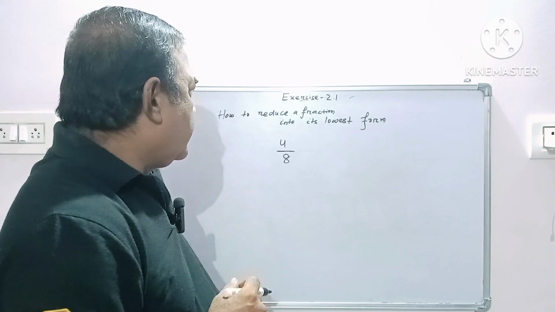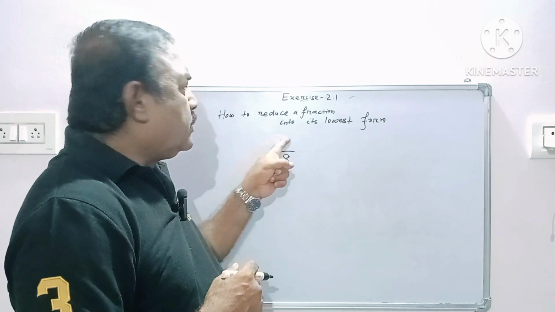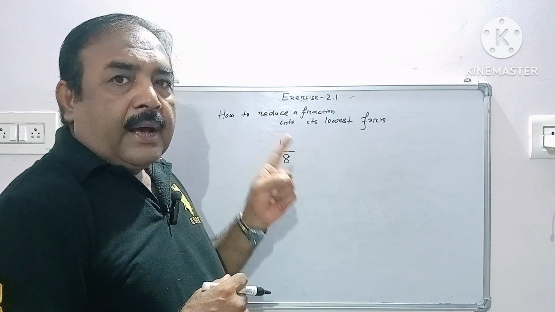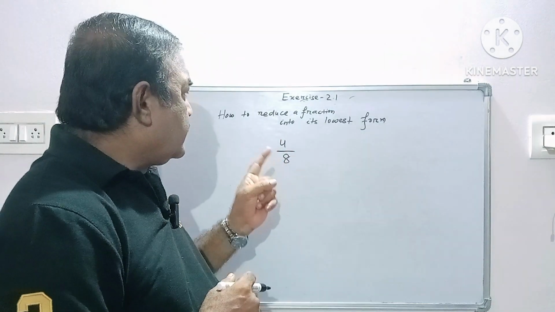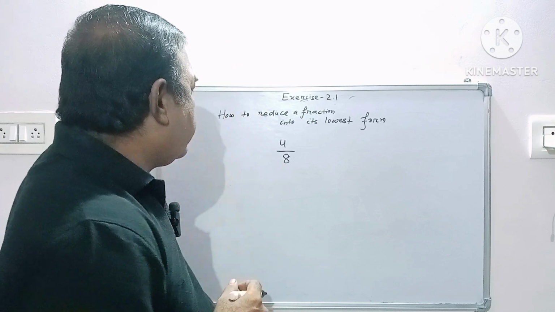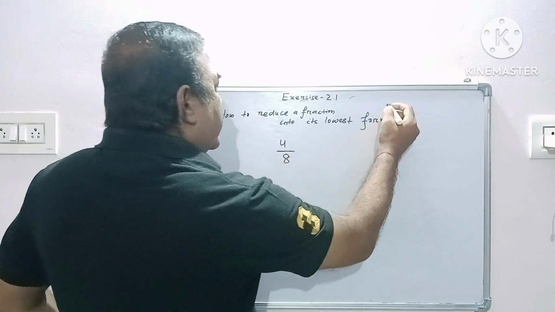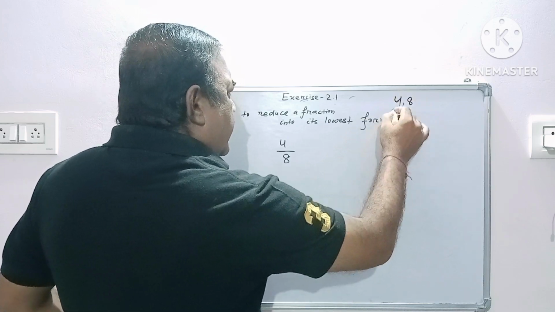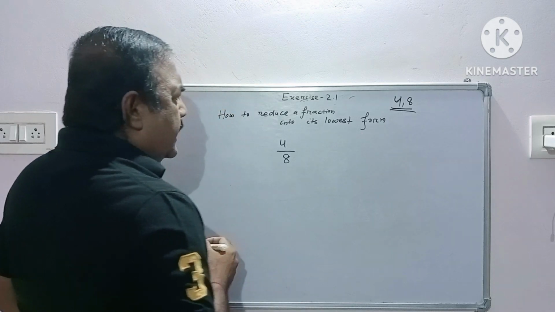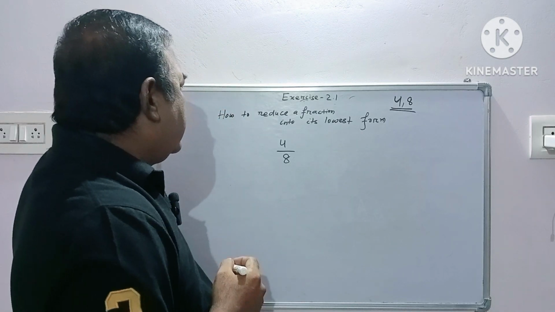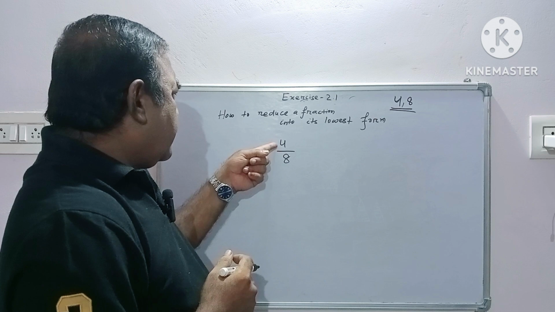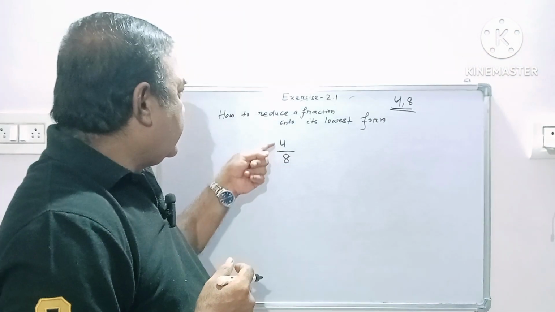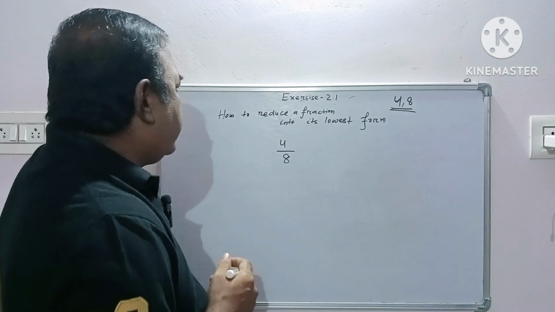So what we will have to do? You see, we have to divide both the numerator and the denominator by their highest common factor. That is, we have to find the HCF, highest common factor of the numerator and the denominator. You know, for 4 and 8, you do not need to find the highest common factor, because already you know there are only two numbers, 4 and 8, and 4 is the factor of 8. So you see, 4 is the highest common factor.